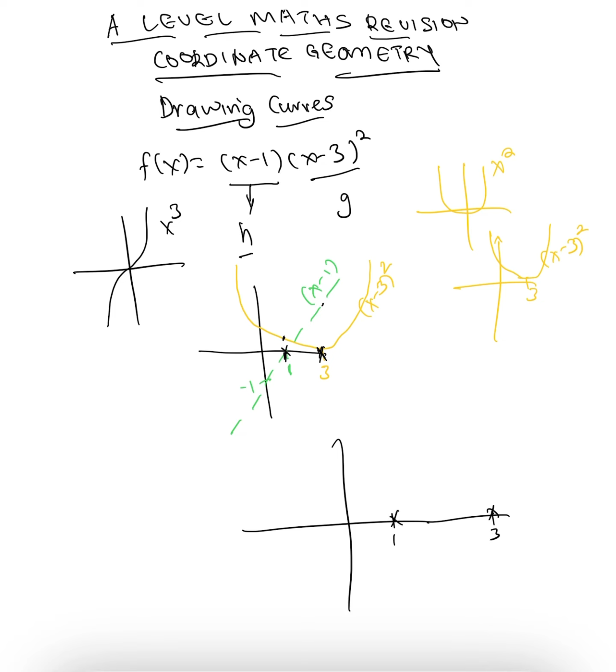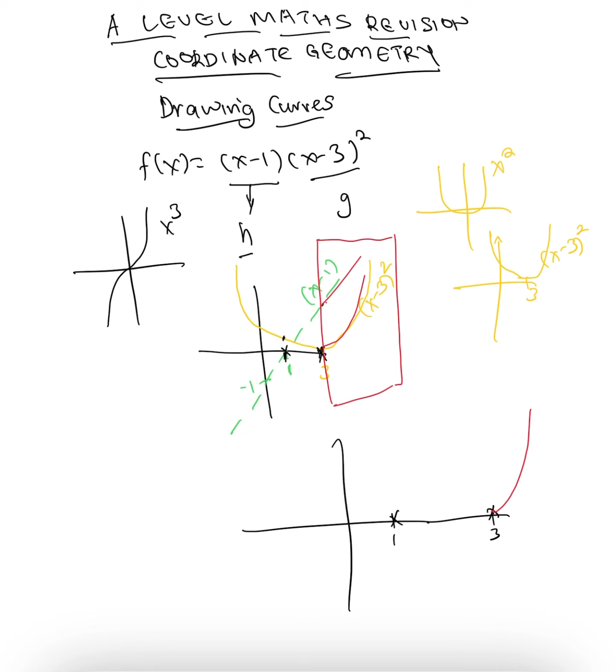Now every point after 3, so I'm talking about this part of the graph, I'm multiplying positive values of y from x minus 1 and positive values of y from (x minus 3) squared, which is going to result in positive values because I'm multiplying them. So it's going to do something like that. And obviously it's 0 here.